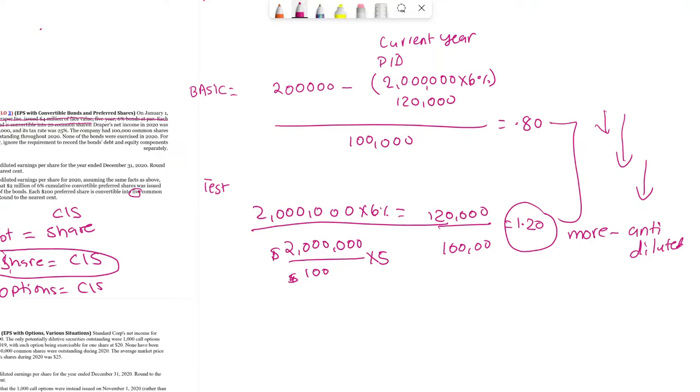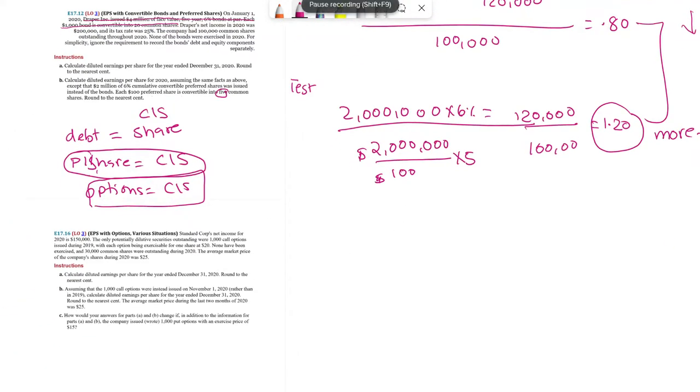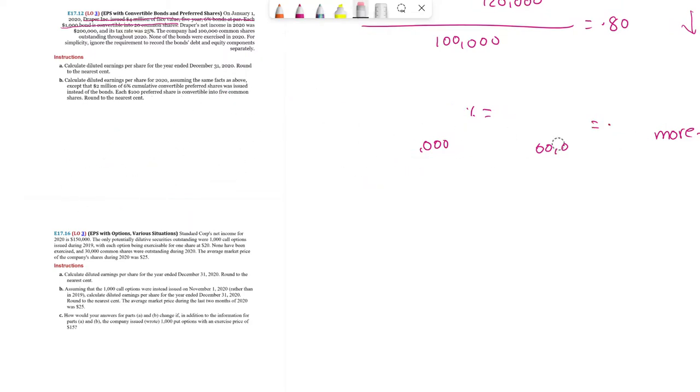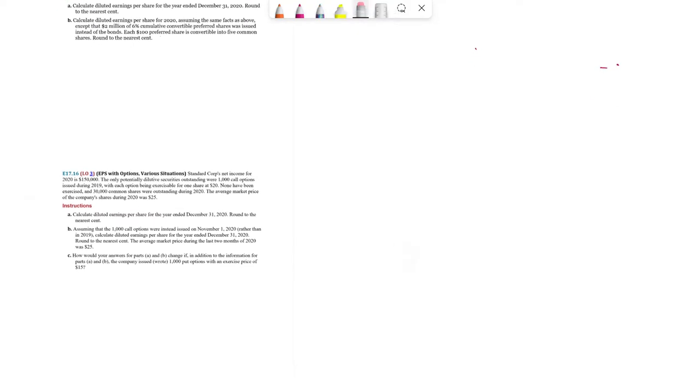Now when we do the next one, we're going to do the options. The option can be converted into shares. The call option, which is called the purchase option, when you're testing it, it has to be in the money. If it's in the money, it should be included in the calculation. If they are not in the money, then we do not include it in our calculation. So let's see what the question is asking us to do, and then we can go from there.